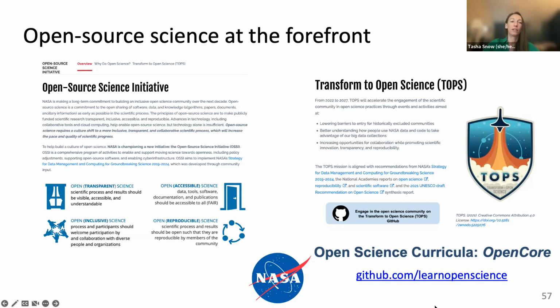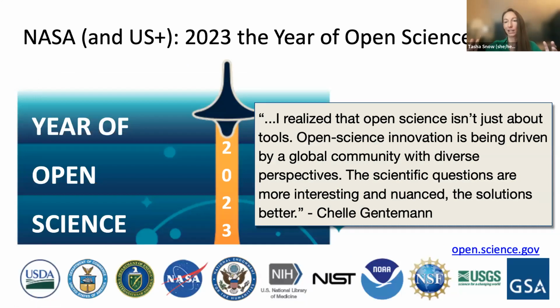So within that Open Source Science Initiative, NASA and now the entire US federal government, many federal agencies, and about 80 academic institutions have declared 2023 as the Year of Open Science. So that's meant to accelerate the push for open science and really get us moving over the next 5 to 10 years, as we try to make open source science more consistent throughout science and throughout NASA and the federal government.